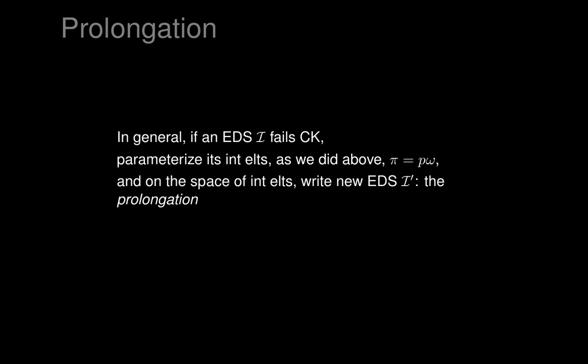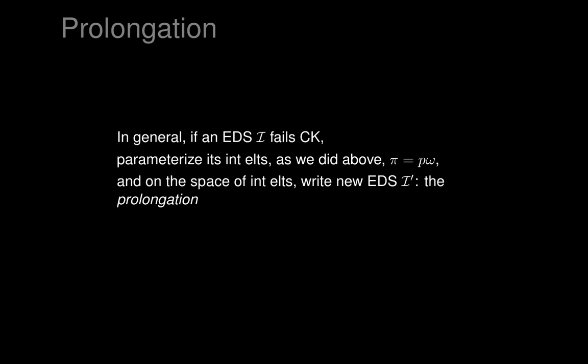And if you're lucky, they form a submanifold of some dimension. But since they failed Cartan-Kähler, they don't form a submanifold of the predicted dimension. There are too few of them. There aren't as many as there should be somehow. So they must be subject to some condition, some constraint that isn't appearing right away in our exterior differential system.